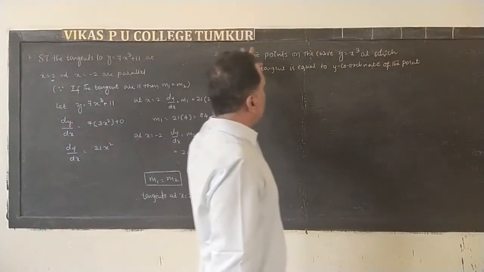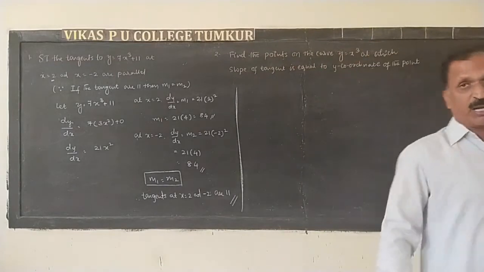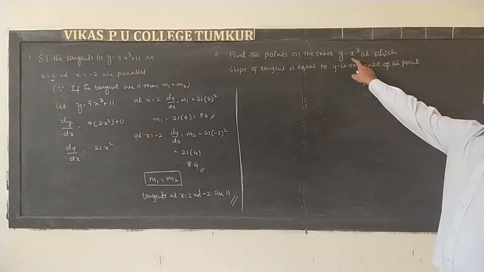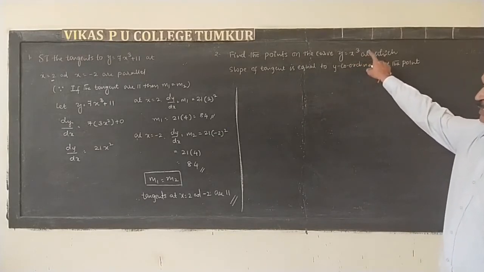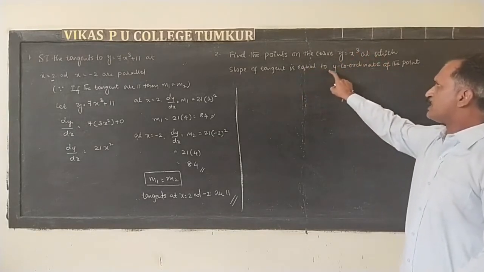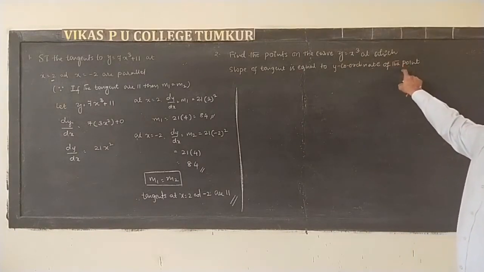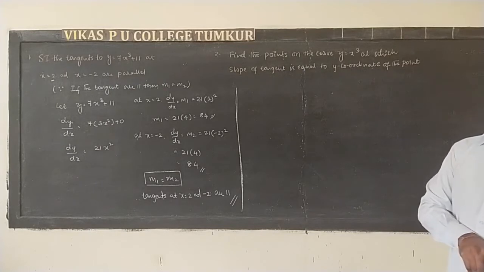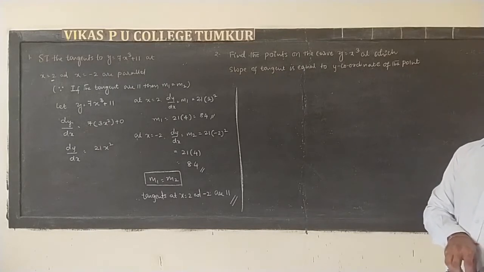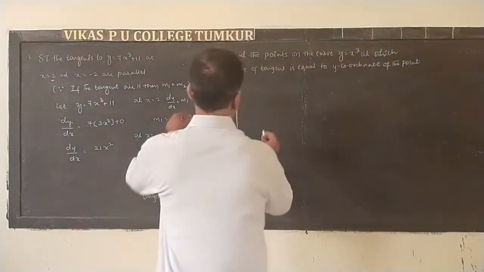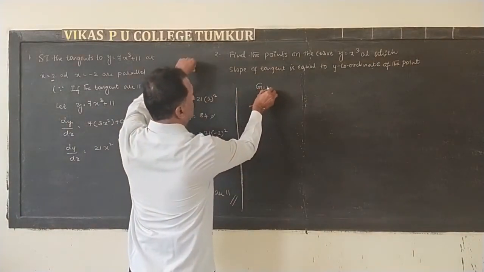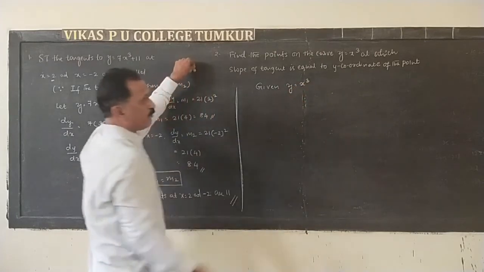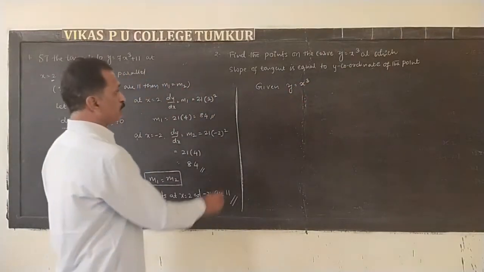I want to find the points on the curve y is equal to x cube, at which the slope of tangent is equal to y coordinate of the point. Y coordinate of the point. So point of tangency calculate ಮಾಡಬೇಕು ಈಗ. Okay. Now what is the given equation? So your given equation is y is equal to x cube. Differentiate that equation.